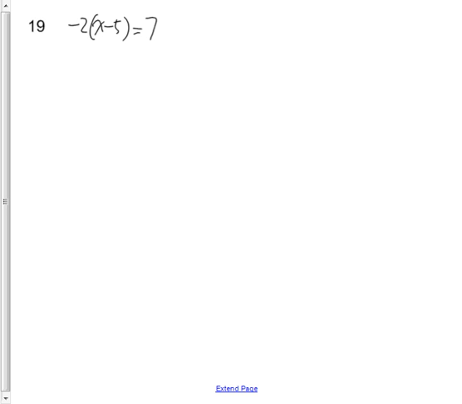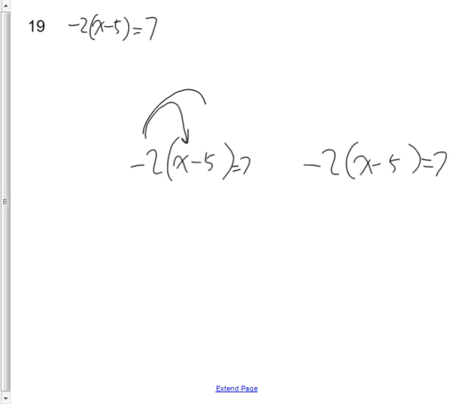Question 19 is a distributive property question. Two ways to solve it. I'm going to do both for you. First way is to expand. So negative 2 times x, you have negative 2x when you expand that. If you had two groups of negative 5, you'd have negative 10. But if you had negative 2 groups of negative 5, you multiply those together, you get positive 10.